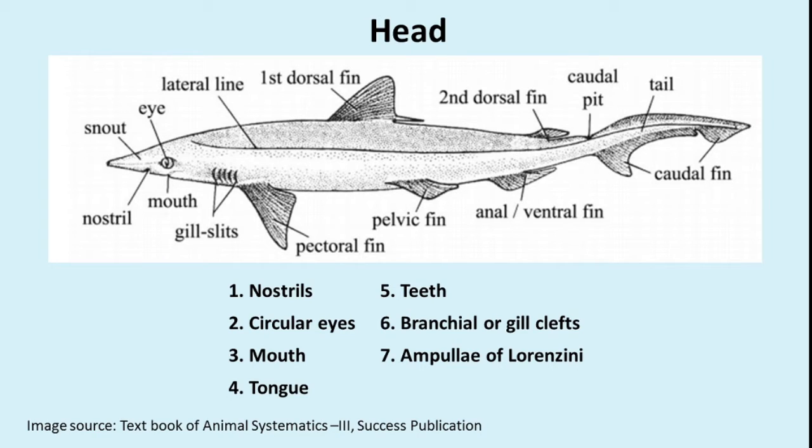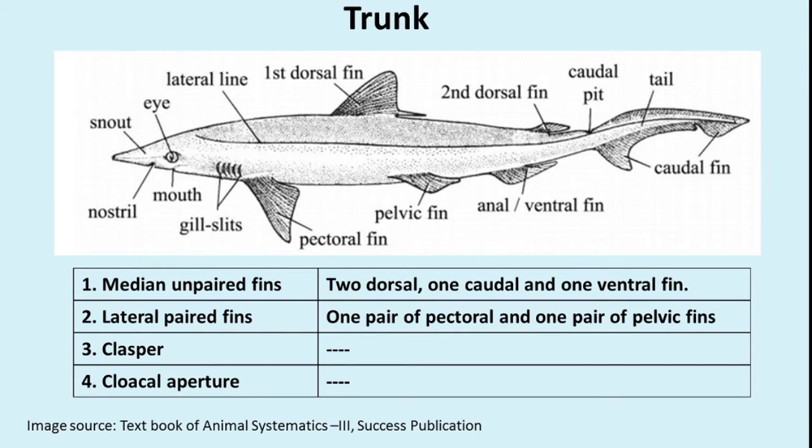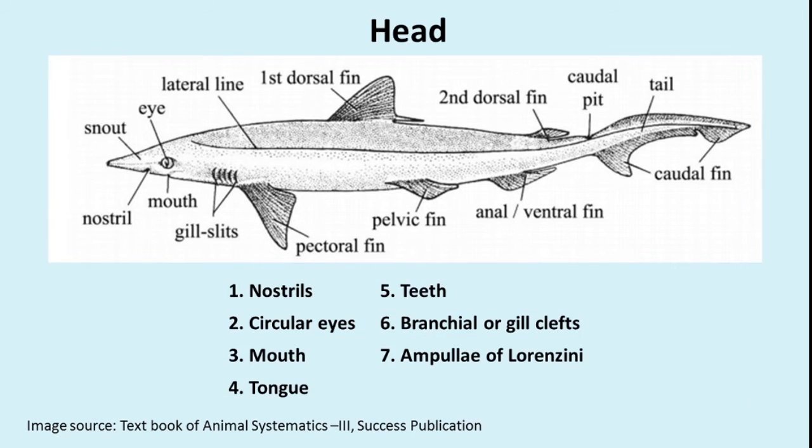Okay, the next one is the nostrils. If you see here, the nostrils are present. These are the nostrils. Nostrils are placed one at each side of the mouth. So on one side there will be one nostril, making one pair of nostrils. Each nostril will be placed on the opposite side of the head region.